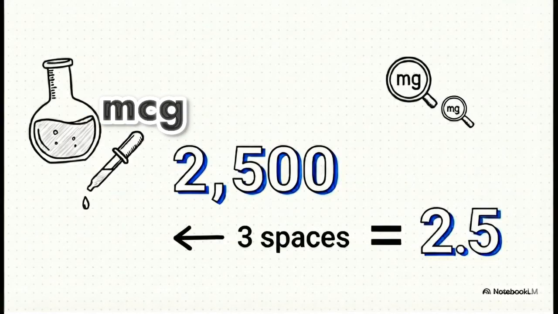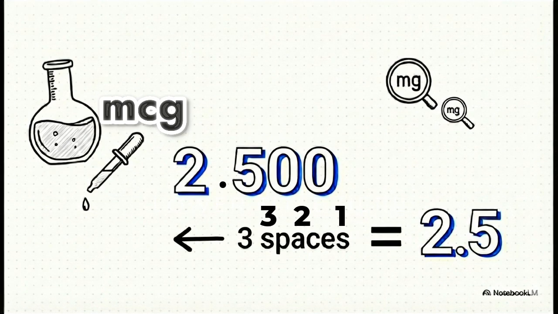All right, let's try one going the other way. We've got 2,500 micrograms, and we need to know how many milligrams that is. Okay, so micrograms are smaller than milligrams, so we're going up the scale. That's rule 2. Move the decimal 3 places to the left. So we go 1, 2, 3. And 2,500 micrograms becomes 2.5 milligrams.